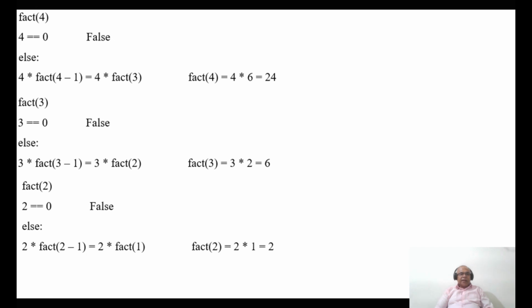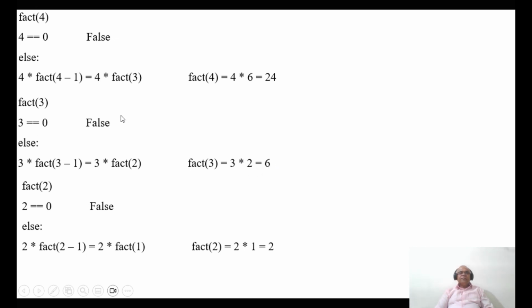Now you are going back. What is the fact value of 1? Fact value of 1 is 1. So 2 into 1, it becomes 2. Then again, what is the fact value of 2? Fact value of 2 is 2. So 3 into fact 2, that is fact 3 will be equal to 3 into 2, it becomes 6.